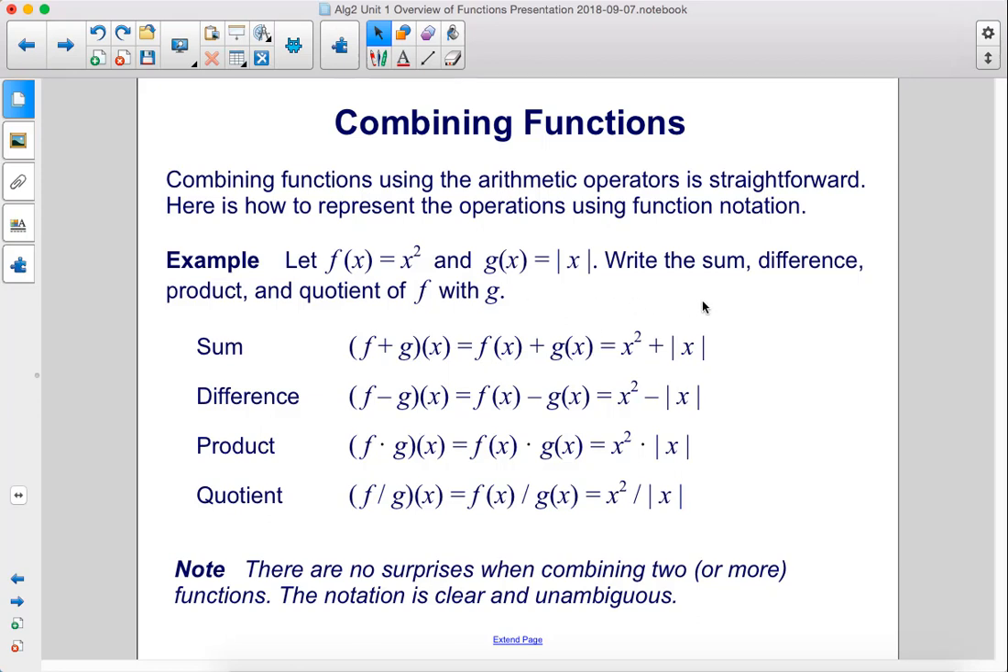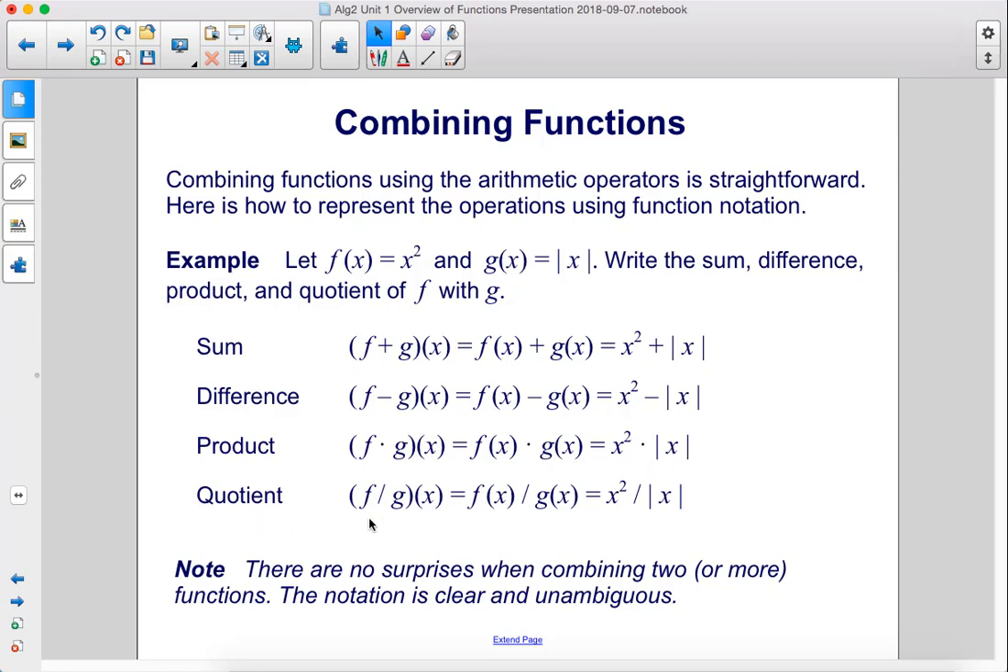Write the sum, difference, product, and quotient of f with g. So the sum, f plus g of x, equals f of x plus g of x, which is x squared plus the absolute value of x. The difference would be f minus g of x, which would be x squared minus the absolute value of x.